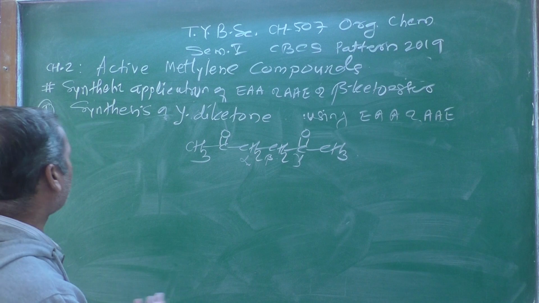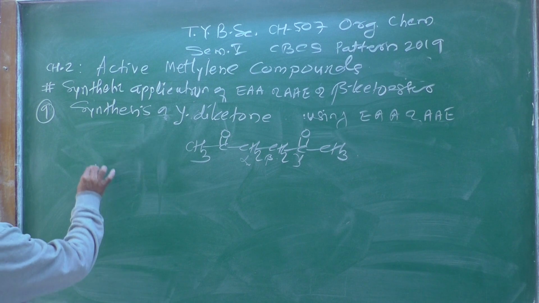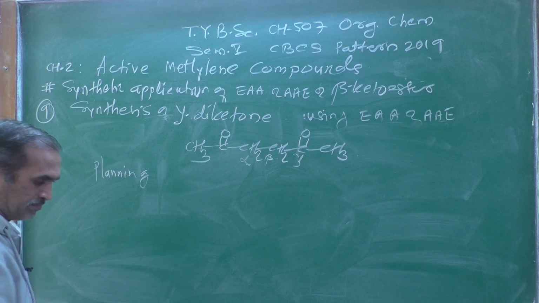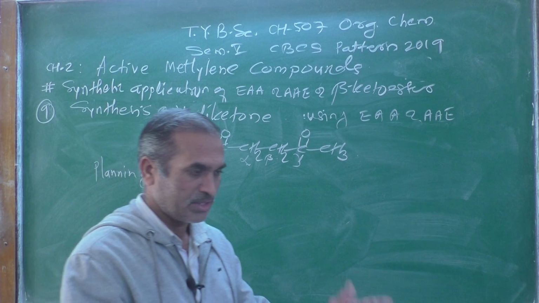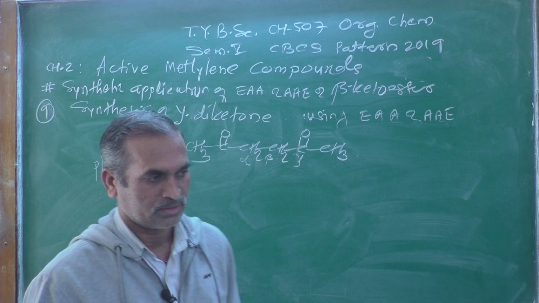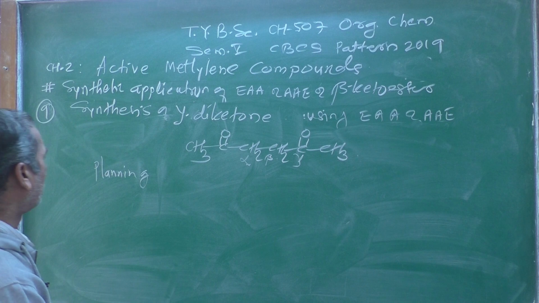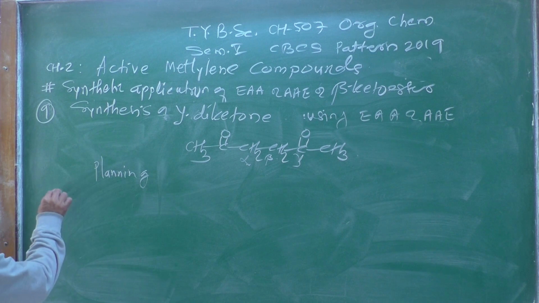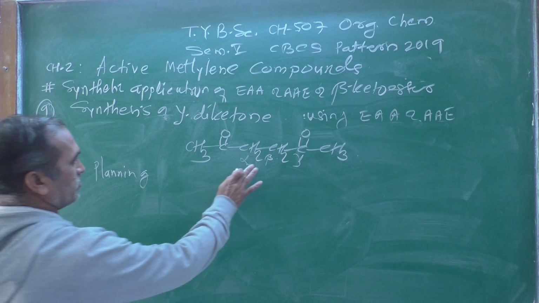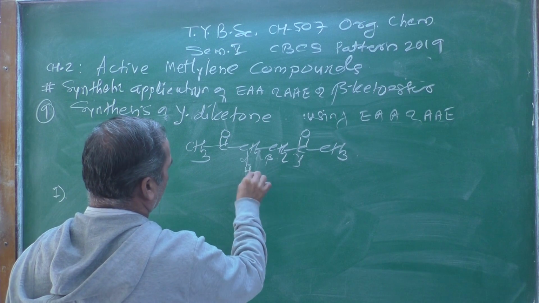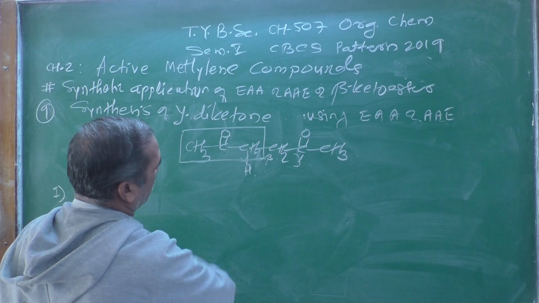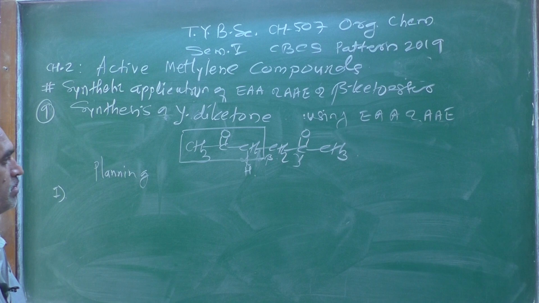Now the next step required is planning. So there must be proper planning, and then you can achieve your desired target. So in the planning, first point, generally here I am writing H like this and marking this part of the organic molecule.